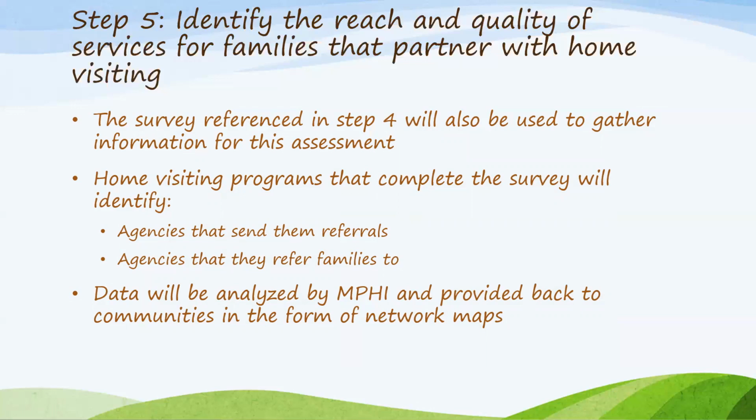The survey referenced in Step 4 will also include a section on referrals, both incoming and outgoing. Each home visiting program in your community that completes the survey will identify up to 10 sources of incoming referrals. They will also identify up to 20 agencies that they go to for outgoing referrals. Based on the data entered by each program, MPHI will create network maps. These maps will be provided to each local community for review and to draw conclusions about local referral networks.